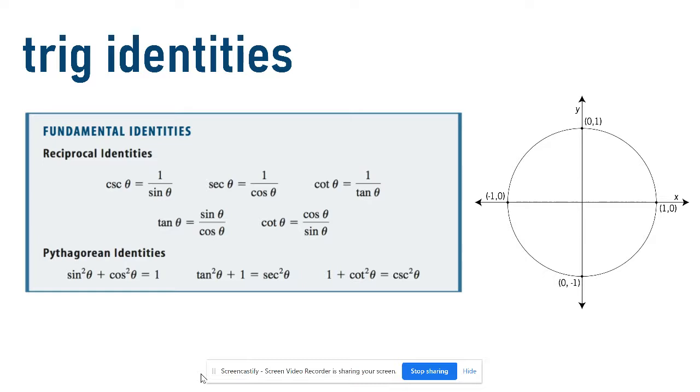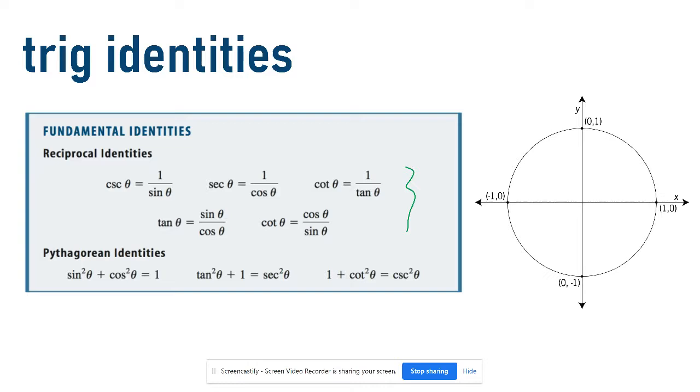So the reciprocal identities up here, we've already gone over all that stuff. You know that cosecant is the reciprocal of sine and secant is the reciprocal of cosine. We know that tangent is sine over cosine, and cotangent is the reciprocal of tangent, so that's going to be cosine over sine. So we've gone over that stuff.